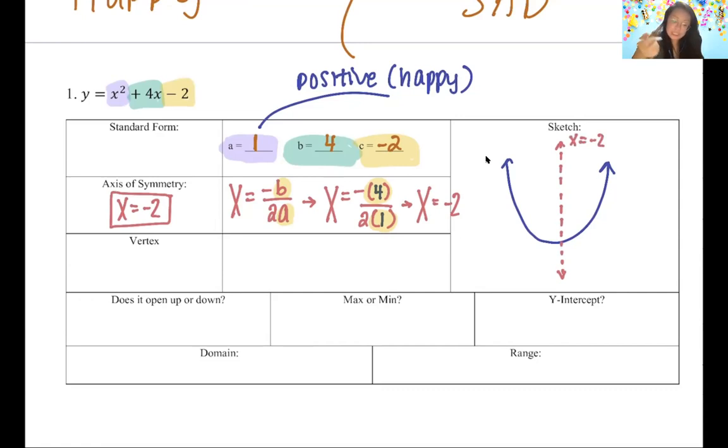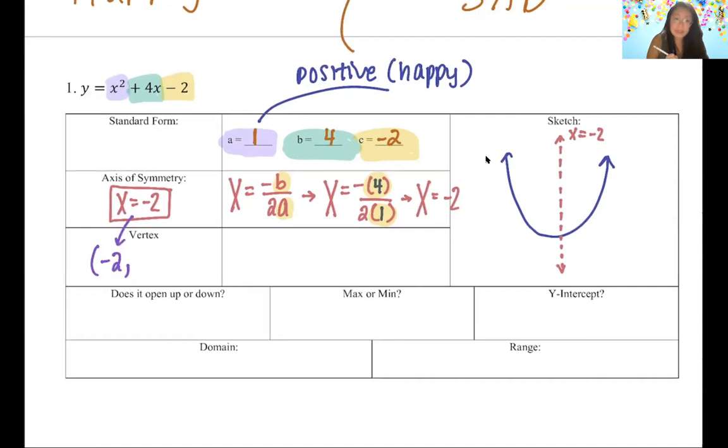Let us find the vertex now. Remember, the vertex is a point. So I have the x value, right? The x value is negative 2. It comes from our axis of symmetry. To find the y value in your vertex, you're going to take your original equation and plug in. So again, I'm doing the same thing, where anytime I see x in my original equation, I'm replacing it with parentheses. And let's go ahead and plug in.